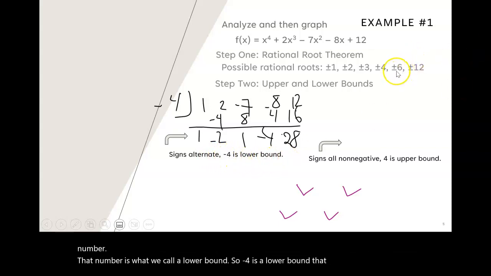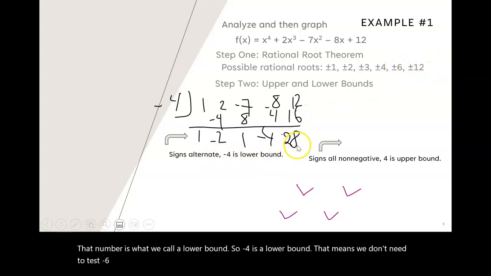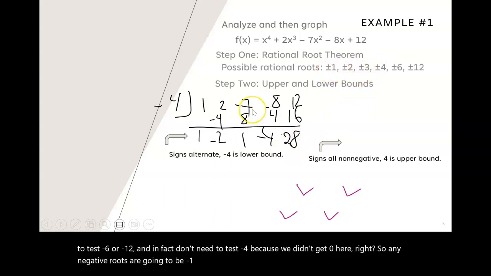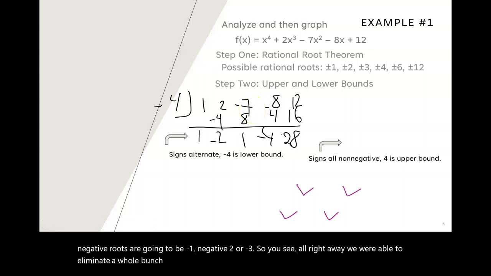That means we don't need to test -6 or -12, and in fact we don't need to test -4 because we didn't get 0 here. So any negative roots are going to be -1, -2, or -3. You see how right away we were able to eliminate a whole bunch of roots.